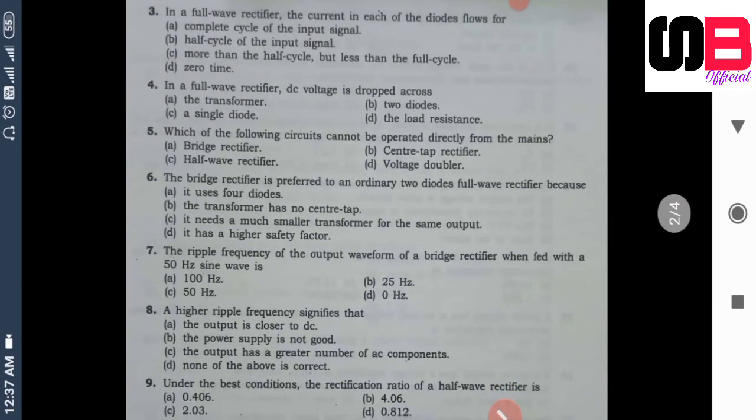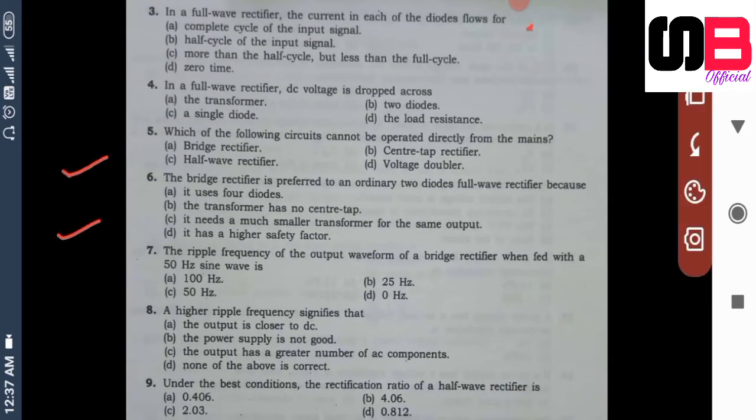Now the next one. Question number 3. In a full wave rectifier, the current in each of the diode flows for option A, complete cycle of the input signal, half cycle of the input signal, more than the half cycle but less than the full cycle, and the last one is 0 time. The answer is half cycle of the input signal.